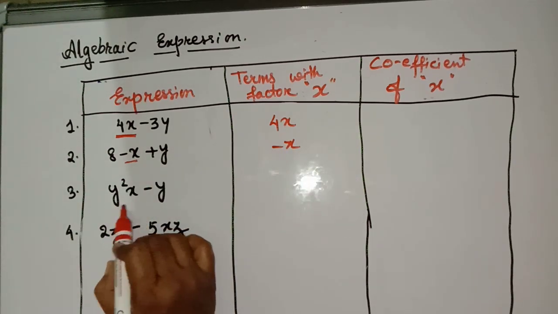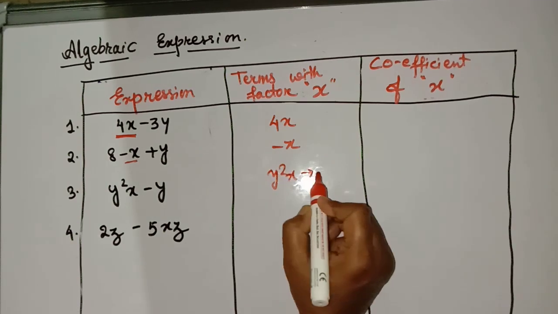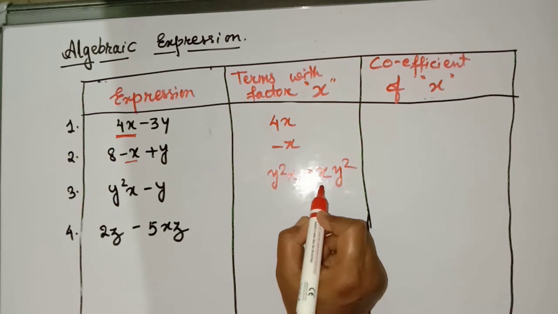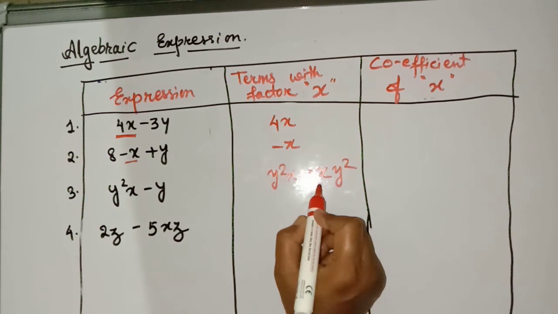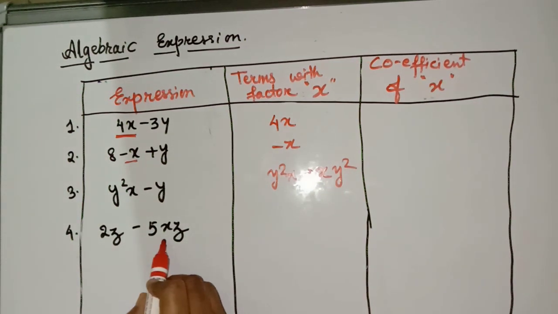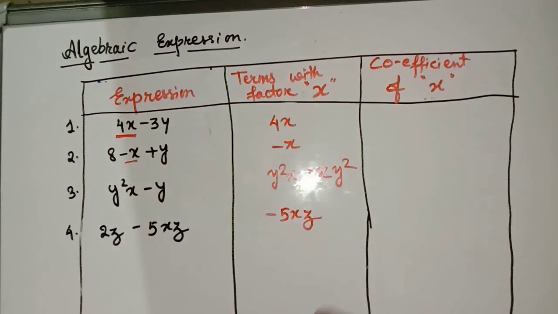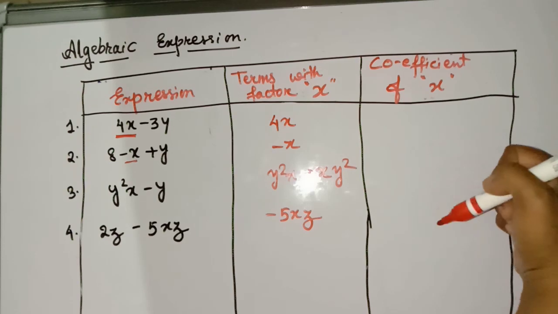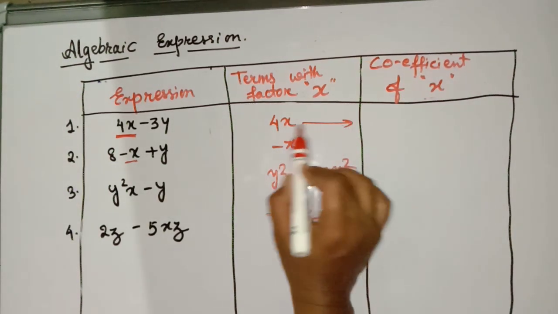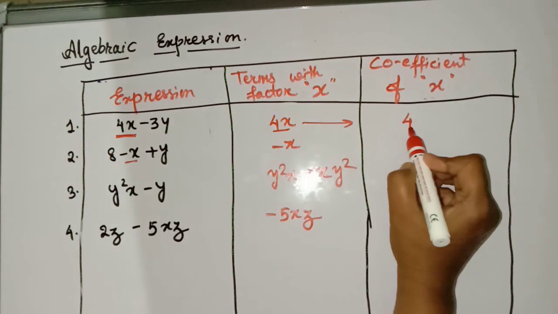In this question the term with factor x is y square x, or we can write it as x y square. Both are the same. As it is written alphabetically, x y square. Now here the term with x is minus 5xz. Now, in the second column you have to write the coefficient of x. Who is the coefficient of x here in this question? It is 4, the number 4.